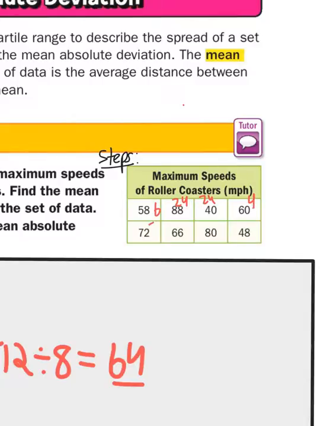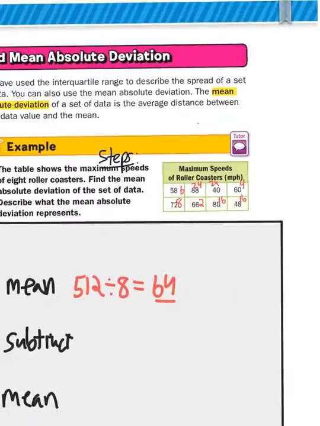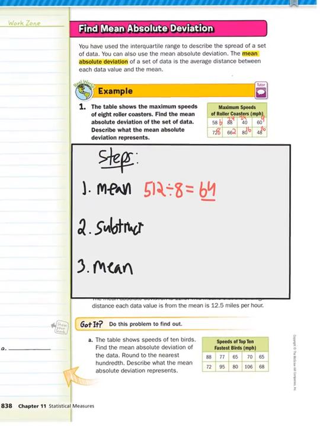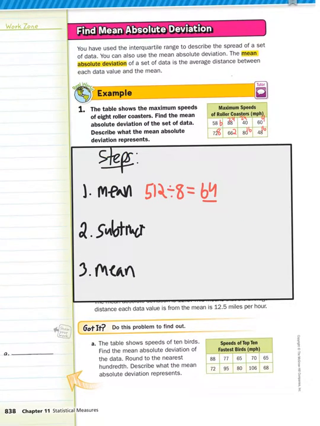72 minus 64 is 8. 66 minus 64 is 2. 80 minus 64 is 16. And 64 minus 48 is 16. So step 2 is done, all those red numbers I just wrote in the box. Step 3 is find the mean of those red numbers.